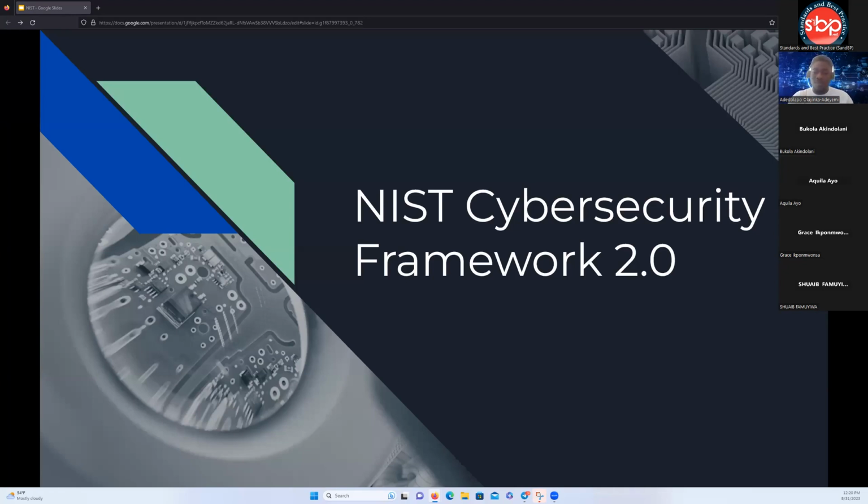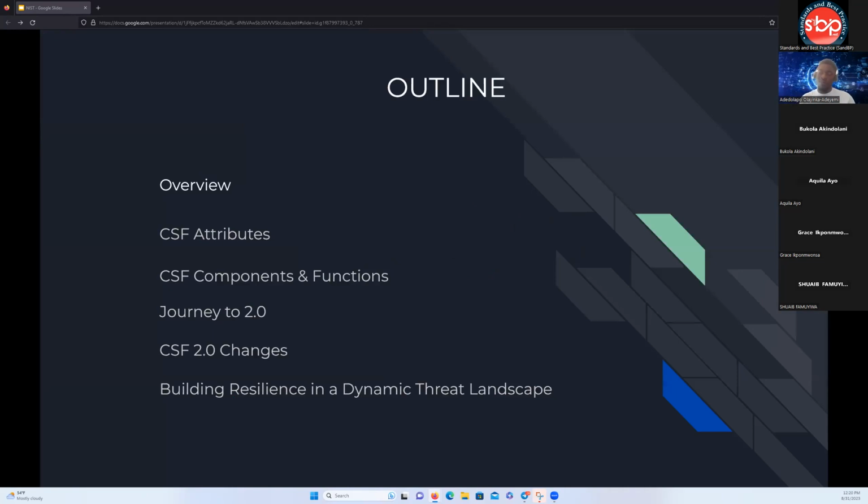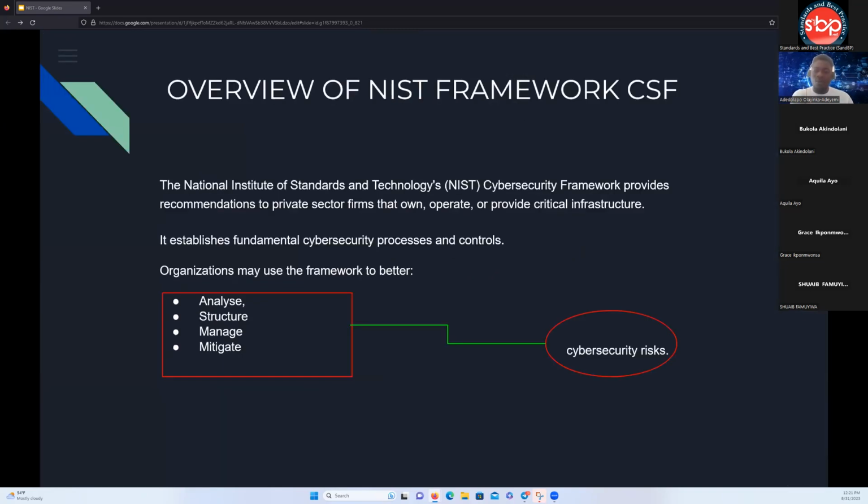So I'll be talking about the framework, and we'll be giving an overview, its attributes, just basic components and its functions, how this has helped organizations align to best cybersecurity practices, and help fight or mitigate against potential threats that threat actors out there are trying to maliciously take advantage of within our industry. And we'll talk about the changes and how this change will help build resilience in the ever-changing dynamic threat landscape. What are those changes, and how will those changes help build resilience?